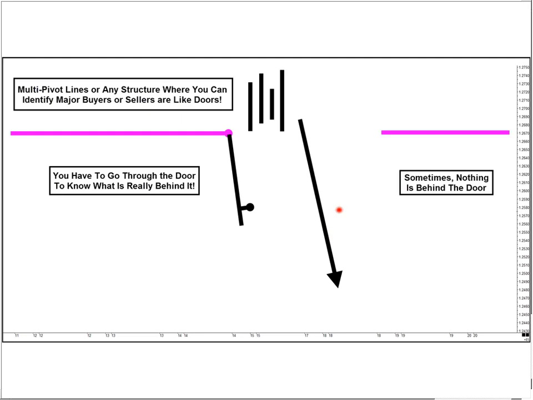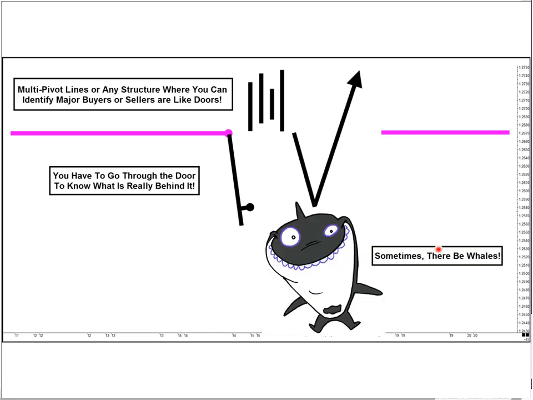Triple Lucy's allowance, okay. Now, sometimes there be whales. You open the door, everybody rushes through, the stops get run, the breakout sellers get short, and standing over to the side is a nice big fat whale. Somebody like me that's willing to do $20 or $30 billion. Run the stops, then step up, and we call this eating the minnows, right into the mouth of the whales. And we chase them out the other side.